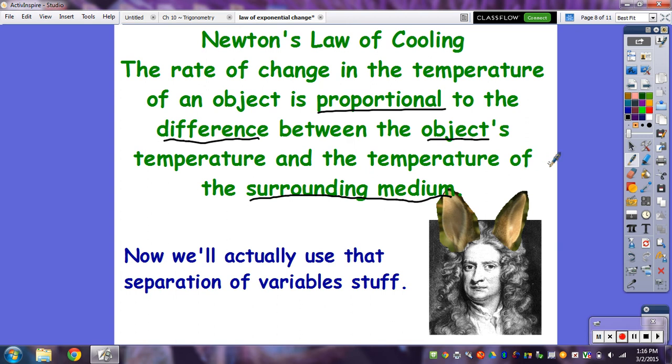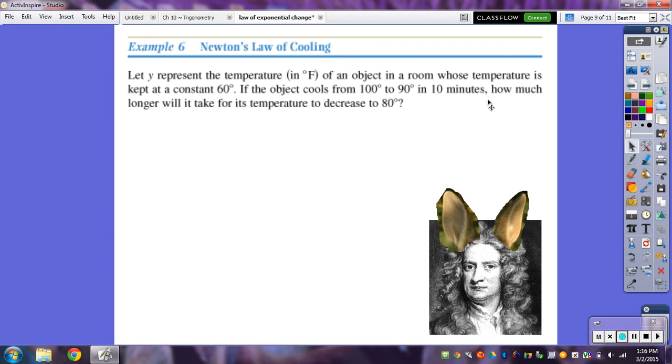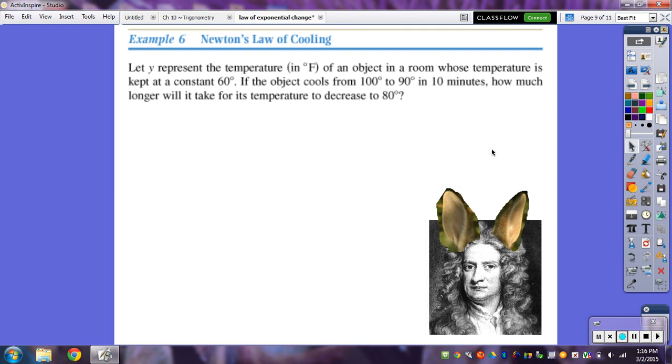And so when I apply this law, I can find how much time it'll take for an object to cool or to heat up to a certain degree measure, as well as other things.